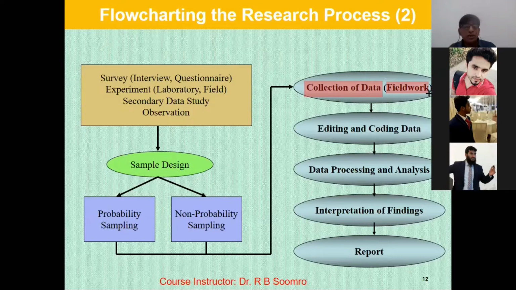After designing a sample, definitely you will go through the different parts of Sakkar city, and that is your field work. From there you can collect the data from the representatives of your sample. And after collecting the data, qualitative or quantitative, the next thing is editing and coding the data.